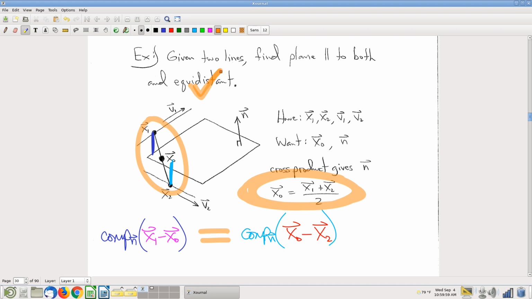What about if it were points? Because you couldn't do the same. If what now? If the x1 and x2 were not vectors anymore, they were points.